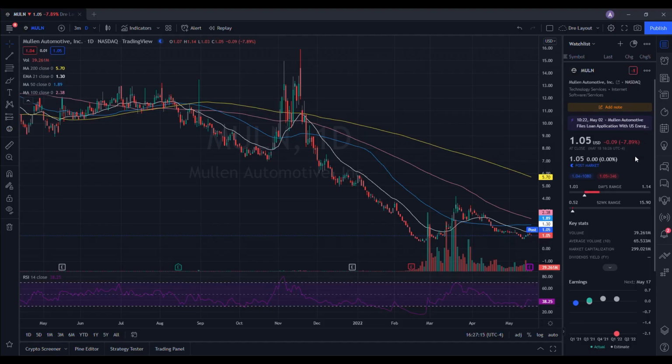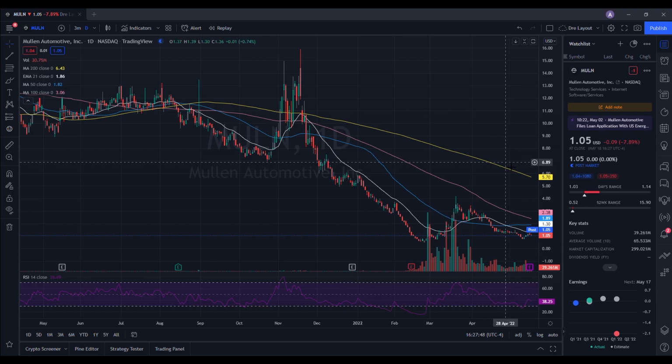So we're going to do a technical analysis of MULN. Let's see how it performed on the day. It ended up closing at $1.05, down 7.89%. On the low, it tested $1.03, and on the high, $1.14. When we take a look at the volume stats on the day, you can see we traded 39.261 million shares, and the average volume over 10 trading days is 65.533 million shares. So we did have below average volume on the day, and we also saw a slight pullback in the stock.